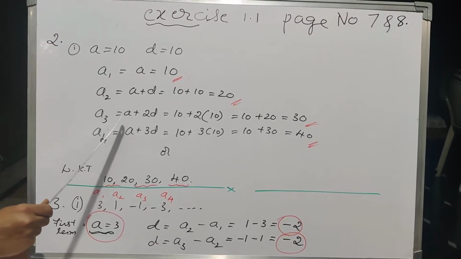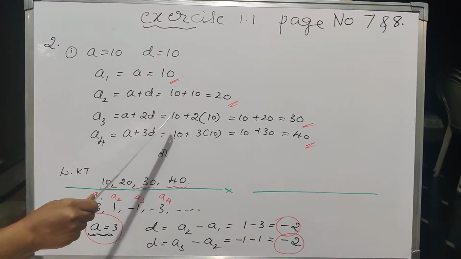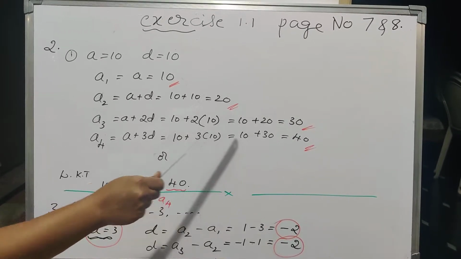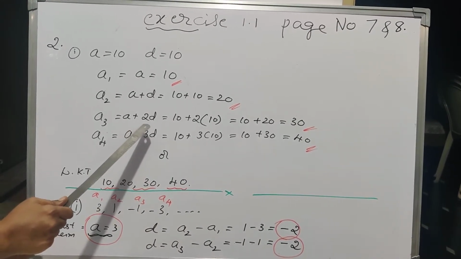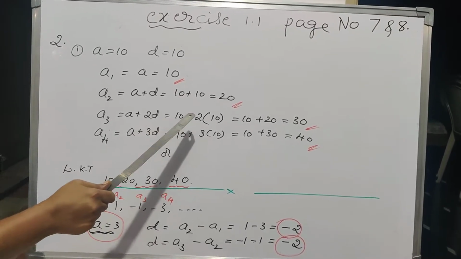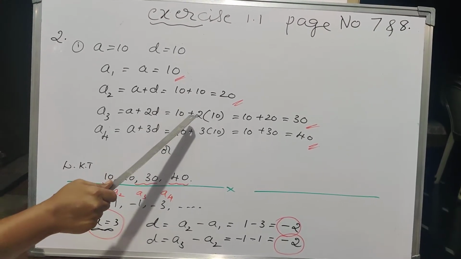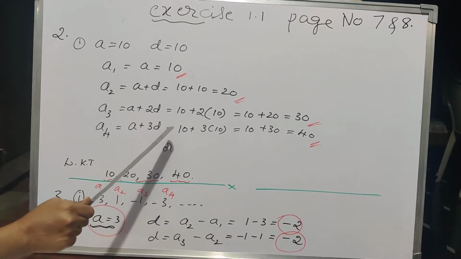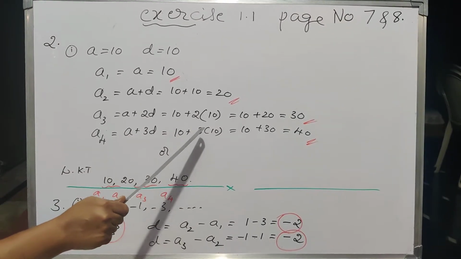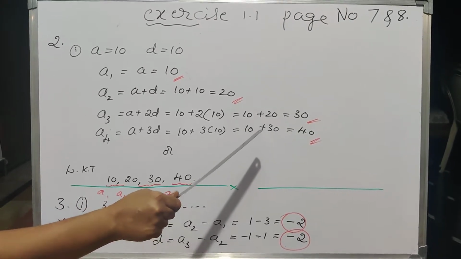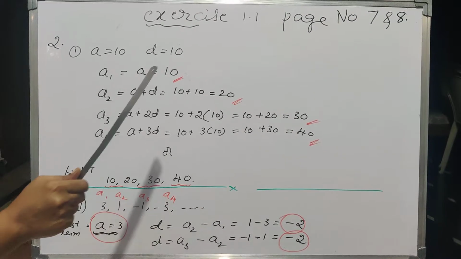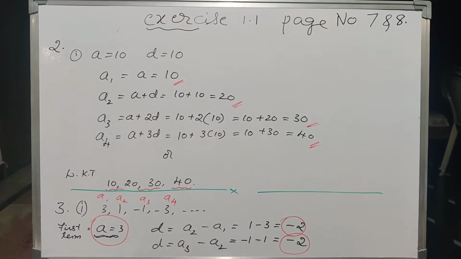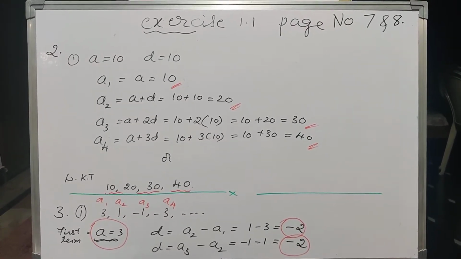A3 is equal to A plus 2D, 10 plus 2 into 10, 10 plus 20 is equal to 30. I substituted the D value in this, that is 2 into 10 is equal to 20. A4 is equal to A plus 3D, 10 plus 3, D value is 10, 10 plus 30 is equal to 40. Therefore, the first 4 terms are 10, 20, 30, 40.